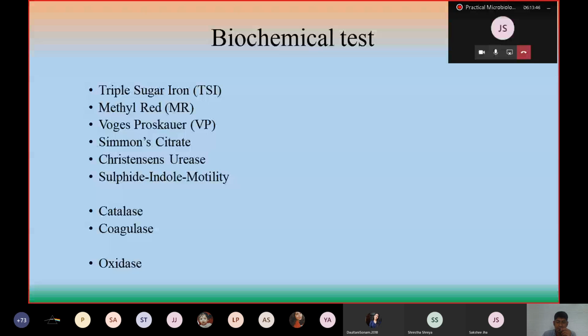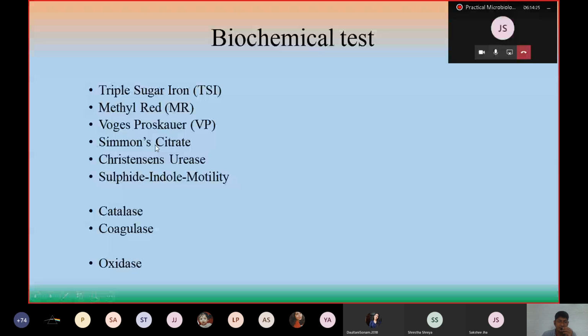This is the biochemical tests that we have already listed. We'll just see the names. Triple sugar iron test: this means it has 3 types of sugar, so we can see the fermentation pattern. Methyl red and Voges-Proskauer can come together. If you remember, these will detect the metabolic pathway of glucose fermentation. Simmons citrate: one of the points was citrate utilization as the source of carbon, so this is the test for citrate utilization.